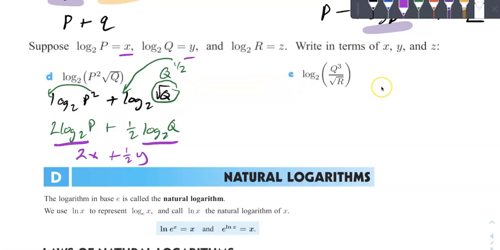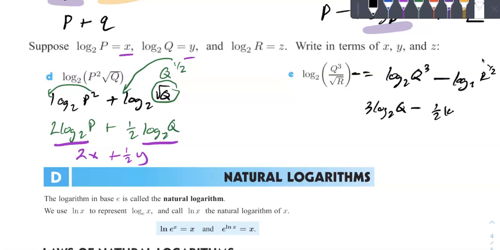The one right here, same idea. So it's going to be log 2 of Q cubed divided by something, subtract, and then we're going to write R to the 1/2 now. So we see the square root is from the 1/2 power. And now you just move the powers to the front. We're almost done. And now this equals Y, and this equals Z. And there we go. That's the lesson.